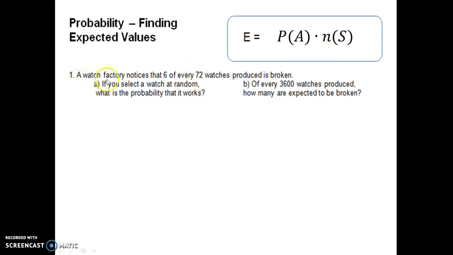So here it says a watch factory notices that 6 of every 72 watches produced is broken. And the question here is, if you select a watch at random, what is the probability that it works? Okay, so these are broken watches, but you're looking for working watches. So you can begin like this. The probability of a broken watch is actually the same as saying the probability of a not working watch. That means the same thing, right? So now we can say, well, we know the probability of a not working watch, which is a broken one, is 6 out of the 72 total watches.